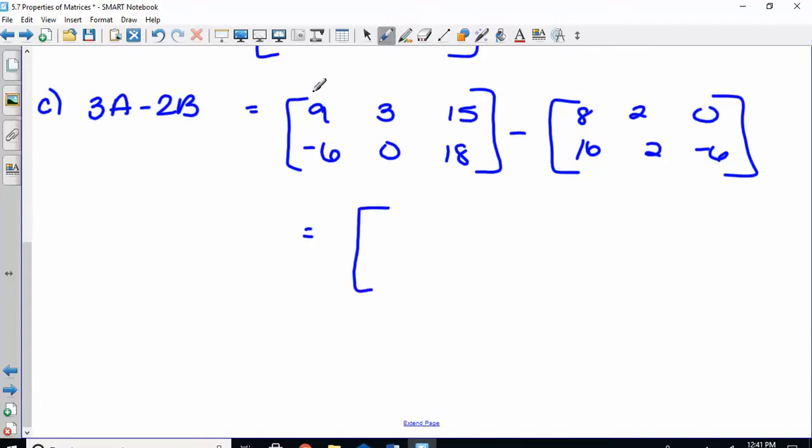Now all we're doing is subtracting. Both of these matrices are 2 by 3, 2 rows, 3 columns, so we can subtract. So 9 minus 8 is 1, 3 minus 2 is 1, 15 minus 0 is 15, negative 6 minus 16 is negative 22, 0 minus 2 is negative 2, 18 minus negative 6. So 18 plus 6 would be 24.